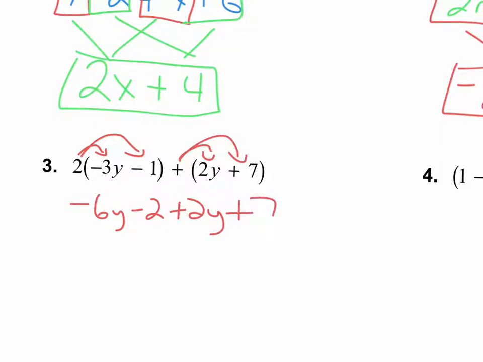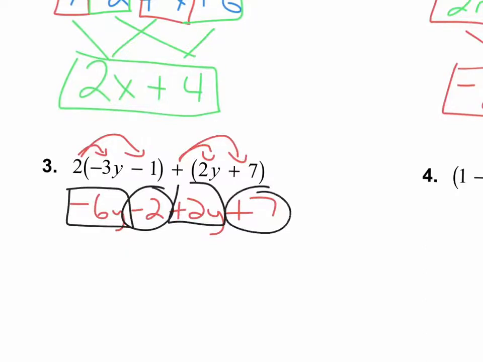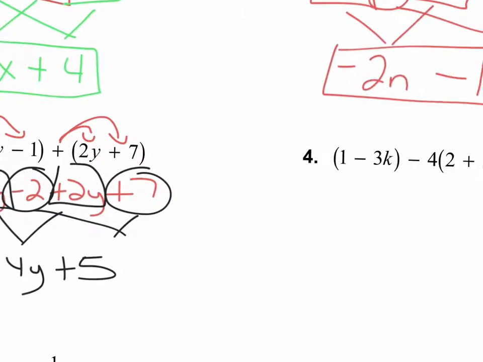Then we just go ahead and combine like terms. So I have negative 6y, positive 2y, negative 2, positive 7. Like terms go together: negative 6, positive 2. Opposite signs we subtract, so I get 4y, and it's negative because 6 is bigger. 7 minus 2 is positive 5 because opposite signs, and 7 is bigger, so positive 5. So my answer is negative 4y plus 5.